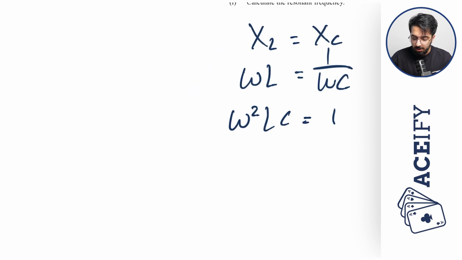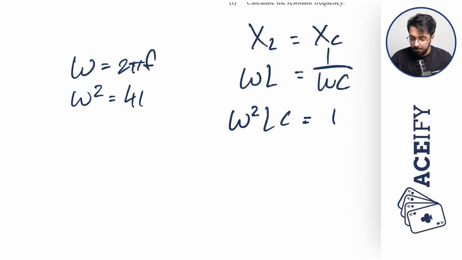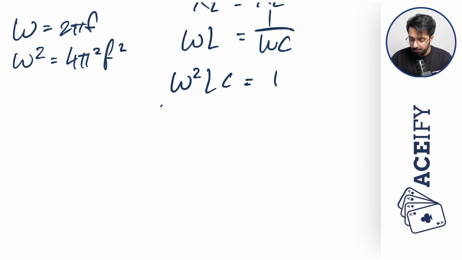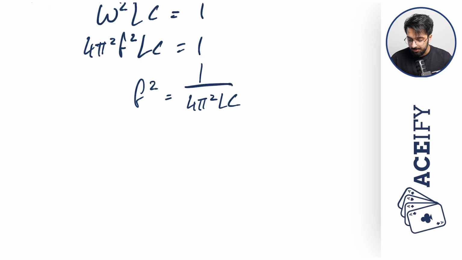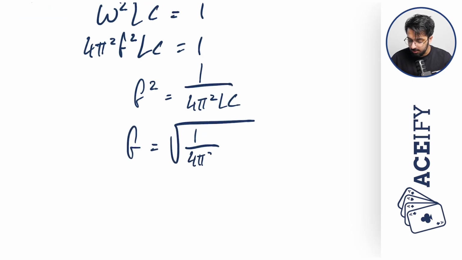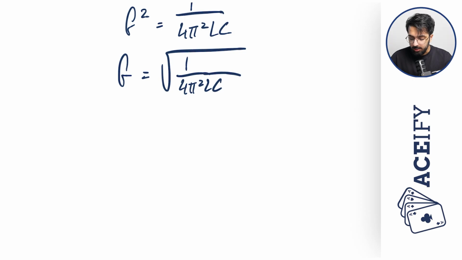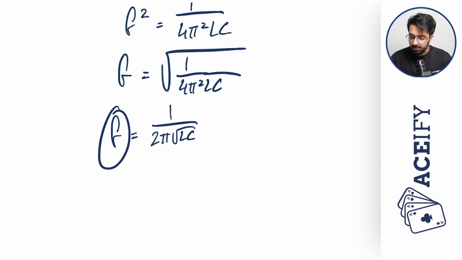We also know that omega is equal to 2 pi f, so omega squared is equal to 4 pi squared f squared. So 4 pi squared f squared LC is equal to 1. Now we can rearrange for f squared, and we get f squared is equal to 1 all over 4 pi squared LC. Therefore f is equal to the square root of 1 all over 4 pi squared LC. Simplifying this, we get f is equal to 1 all over 2 pi square root LC. So this is the equation that we need to find our frequency.